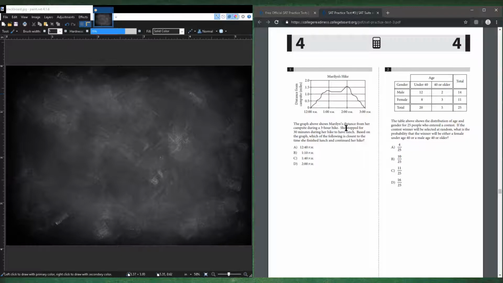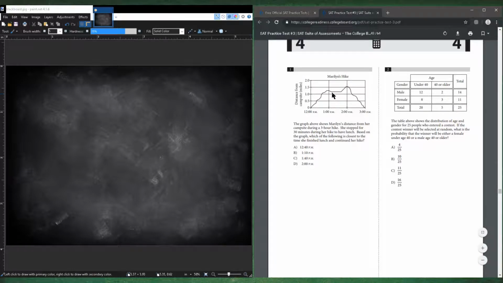So we need to find, when she took lunch, that means the distance from her campsite has to be stagnant. So the only one that showed that is right here, between 1 and 2 p.m. So you see that line that's straight? Yeah, that's where it is.